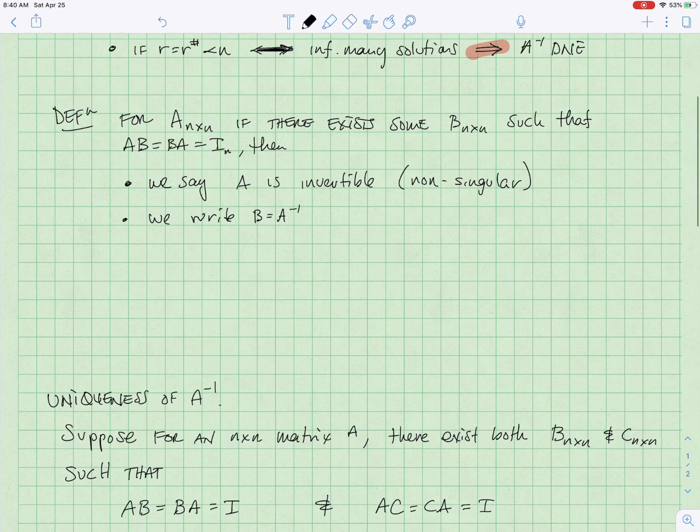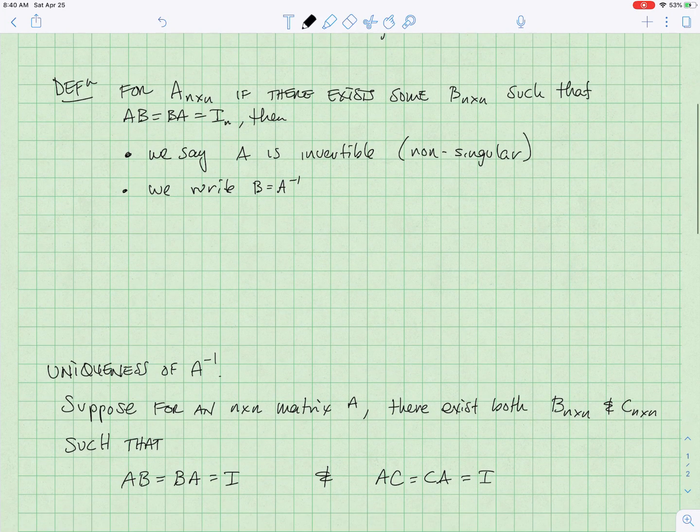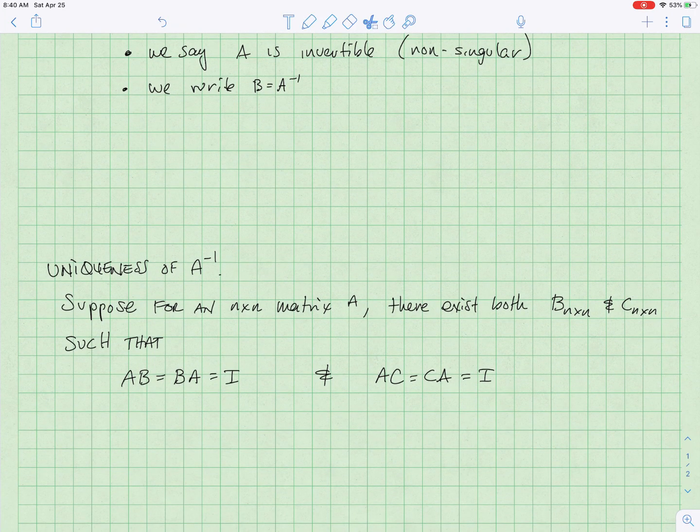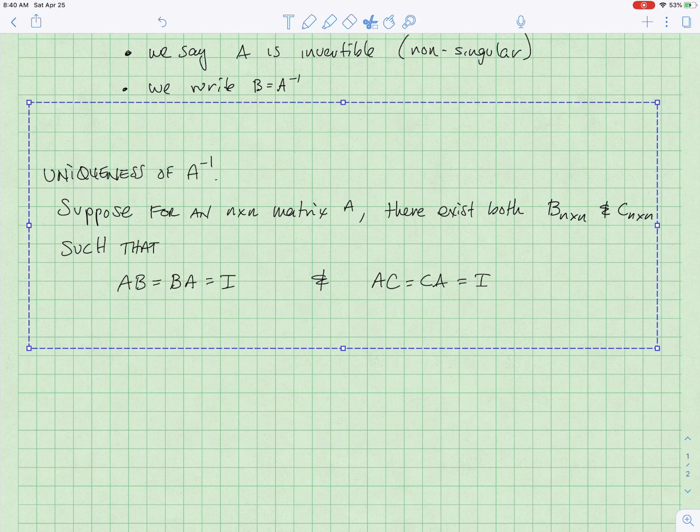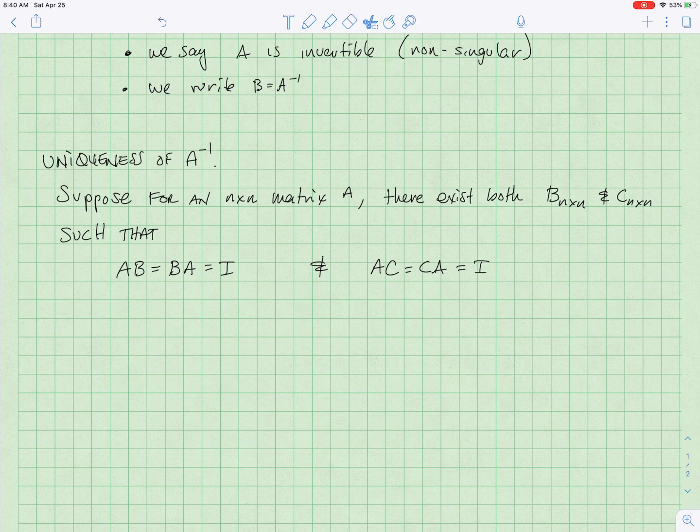Okay. So how do I know that just because A times B equals I and B is the A inverse, that that's the only possible inverse? So that's what we're going to look at here, the uniqueness of A inverse. Suppose for an n by n matrix A, there exists both a B and a C, such that when I multiply A and B or A and C together in either order, I get the identity matrix. So what would happen in that case? Well, if that's the case, then AB is equal to I, but so is AC, right? And if they're both equal to I, then AB equals AC.